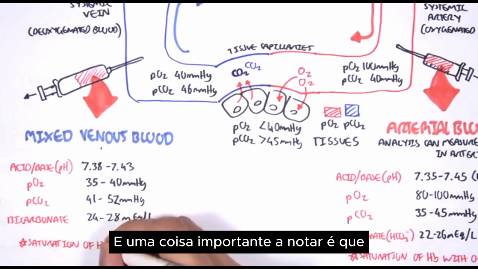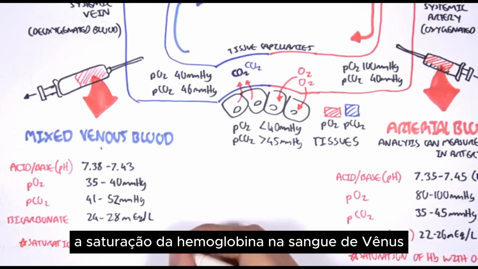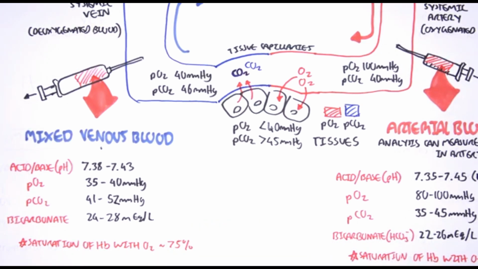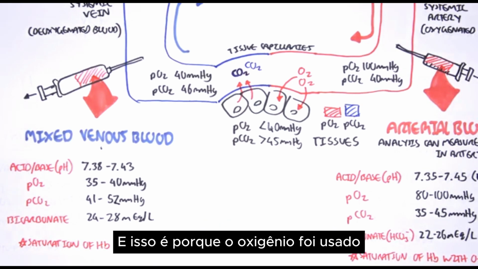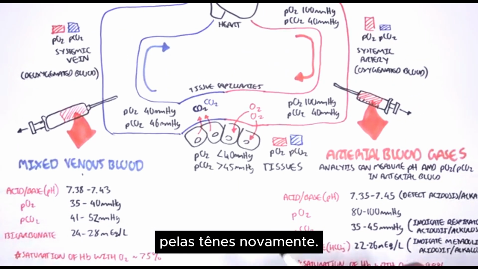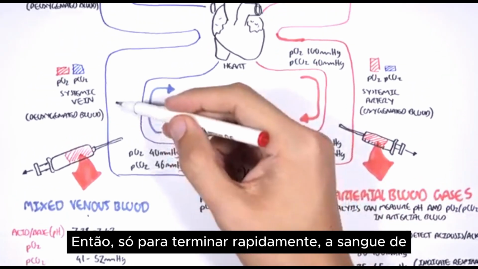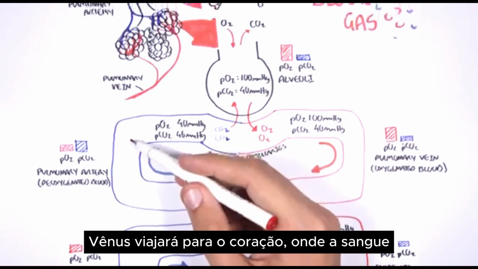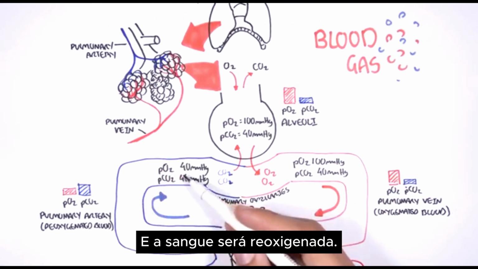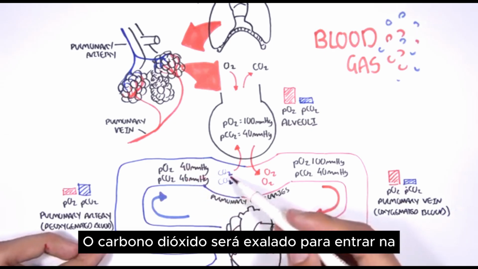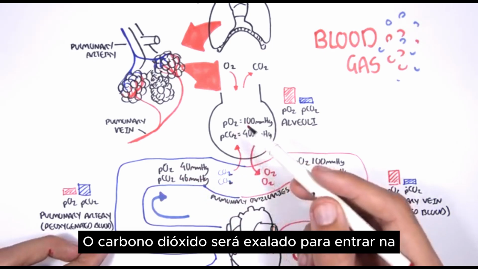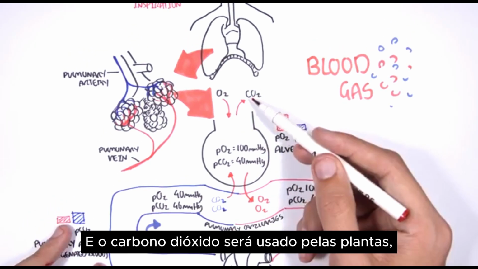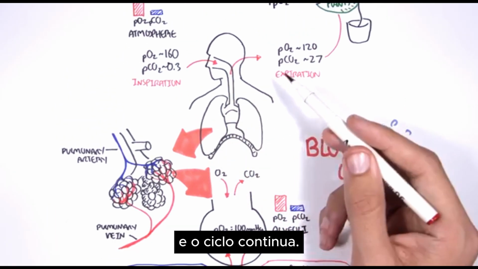And an important thing to note is the saturation of hemoglobin in venous blood is about 75%. And this is because oxygen has been used up by the tissues again. So just to quickly end it, this venous blood will then travel back to the heart where it will be pumped to the lungs. And then this blood will be reoxygenated, the carbon dioxide will be exhaled out and into the atmosphere, and the carbon dioxide will then be used by the plants, and then the cycle continues.